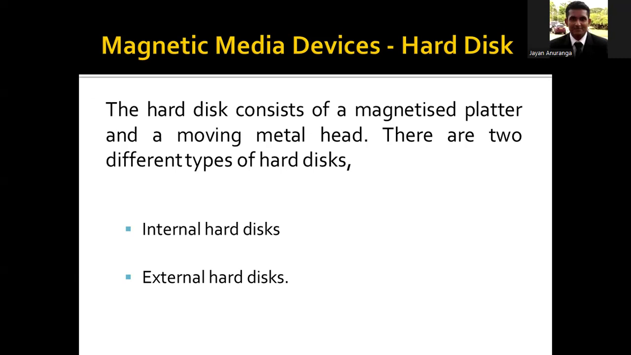There isn't a moving item in an SSD, but in the previous HDD hard disk there was a magnetized platter and a moving metal head. There are two different types of hard disks: internal hard disk and external hard disk. The hard disk can be divided into two parts. Those internally fixed to the motherboard are considered internal hard disks. And portable hard disks are the external hard disks.